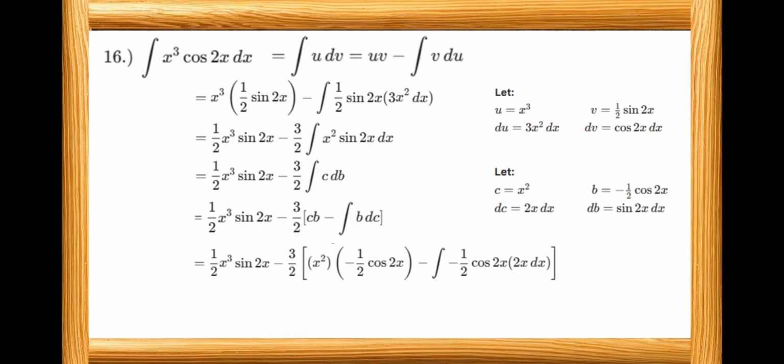In step 8, we substitute the values into the integration by parts formula. So we have 1/2 x cubed sine of 2x minus 3/2 times the quantity x squared times negative 1/2 cosine of 2x minus the integral of negative 1/2 cosine of 2x times 2x dx.